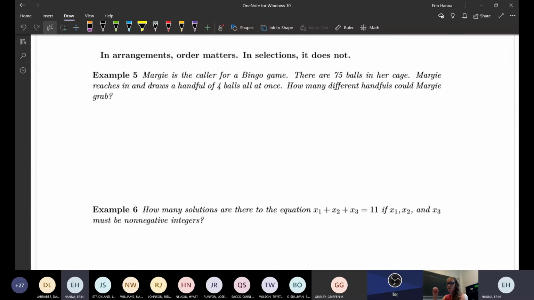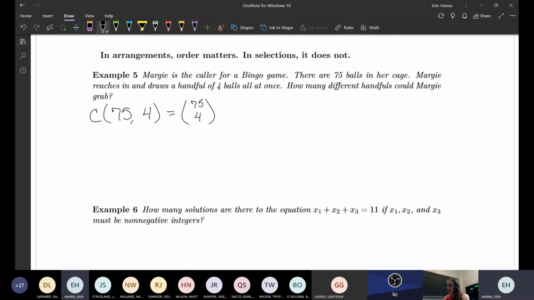So she reaches in, grabs 4. She's not going to pull them out in a specific order. She's just going to pull all 4 of them out and look at all 4 at the same time. So it doesn't matter if it's 1, 2, 3, 4 versus 4, 3, 2, 1. We're pulling all 4 of them out at once. So essentially we're choosing 4 from 75 elements. To write it in the other notation, 75 choose 4.